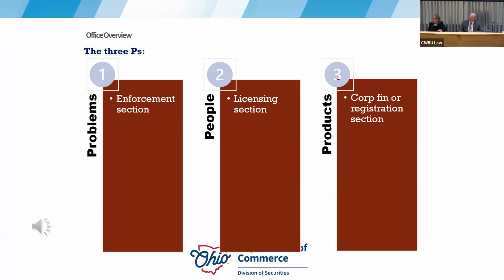Okay, so remember how the division used to have those three main sections? Let's see. Enforcement, licensing, and what was the other one? Corporation finance. Right, corporation finance. So you can think about it like this: three Ps, problems, people, and products. Okay. Break it down for me. So enforcement, they're the ones investigating potential violations. Licensing handles, well, licensing for brokers, dealers, investment advisors, all that. Keeping everyone on their toes. Exactly. And then corporation finance, or CorpFin, as it's affectionately known, they focused on registering securities.